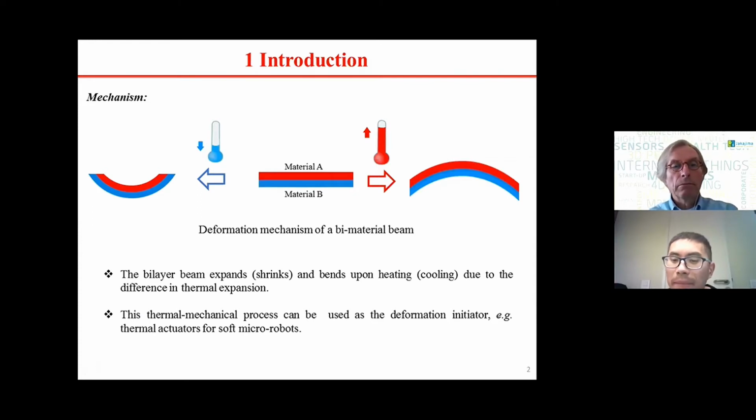We use the bimaterial beam, as you can see here. It's made up of two different materials, and this bilayer beam will expand and bend upon heating due to the difference in thermal expansion, like this. Also, if you cool it, it will deform in the opposite way. Here in the project, we will use this thermo-mechanical process as the deformation initiator, like we use this thermal actuation for the soft micro-robot.